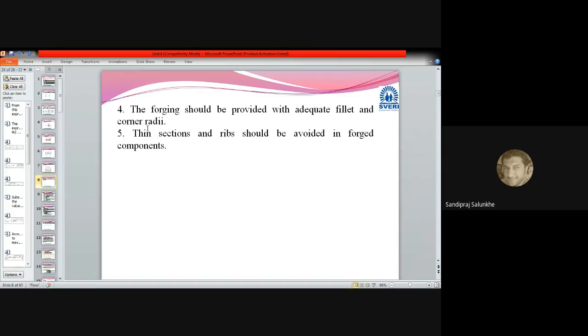In case of a component which will get manufactured by means of forging, we have to avoid ribs as well as thin shapes. Because in that case it may damage that rib, or that thin shape may get damaged at the time of forging, and that's why the total part may get rejected. That's why it should be avoided, and the designer has to take care of this.